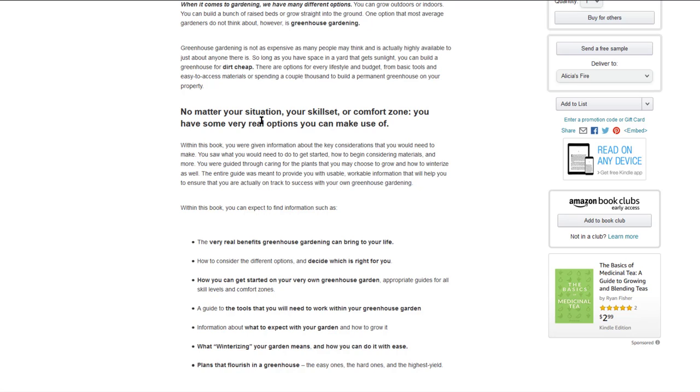Just making sure that they know that this book is for everyone, because in this case, gardening can be a daunting task to get started on. And I want the reader to feel like I have the knowledge for them, for a new gardener, or it's still something that a more experienced gardener can get value from.